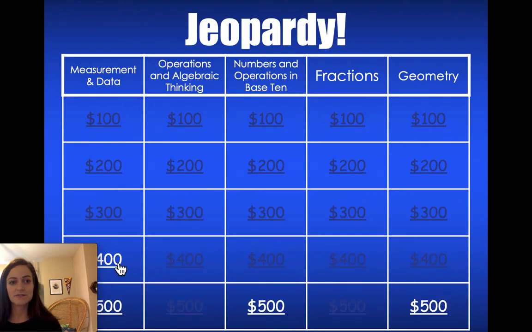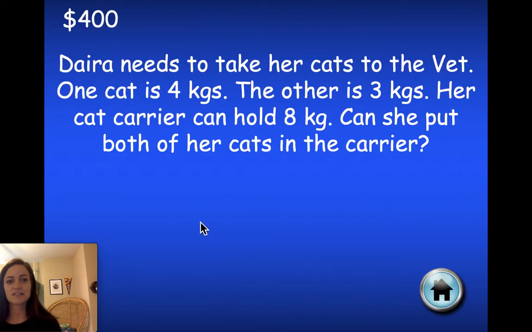All right, let's do another one, measurement and data. Daira needs to take her cats to the vet. One cat is 4 kilograms. And remember, kilograms are kind of like pounds, okay? The other is 3 kilograms. Her cat carrier can hold 8 kilograms. Can she put both of her cats in the carrier? So if one cat's 4 kilograms, the other cat's 3 kilograms, can she put both of them in that carrier that can hold 8 kilograms? Yes or no? Write it down on your paper and click play when you're ready to find the answer.